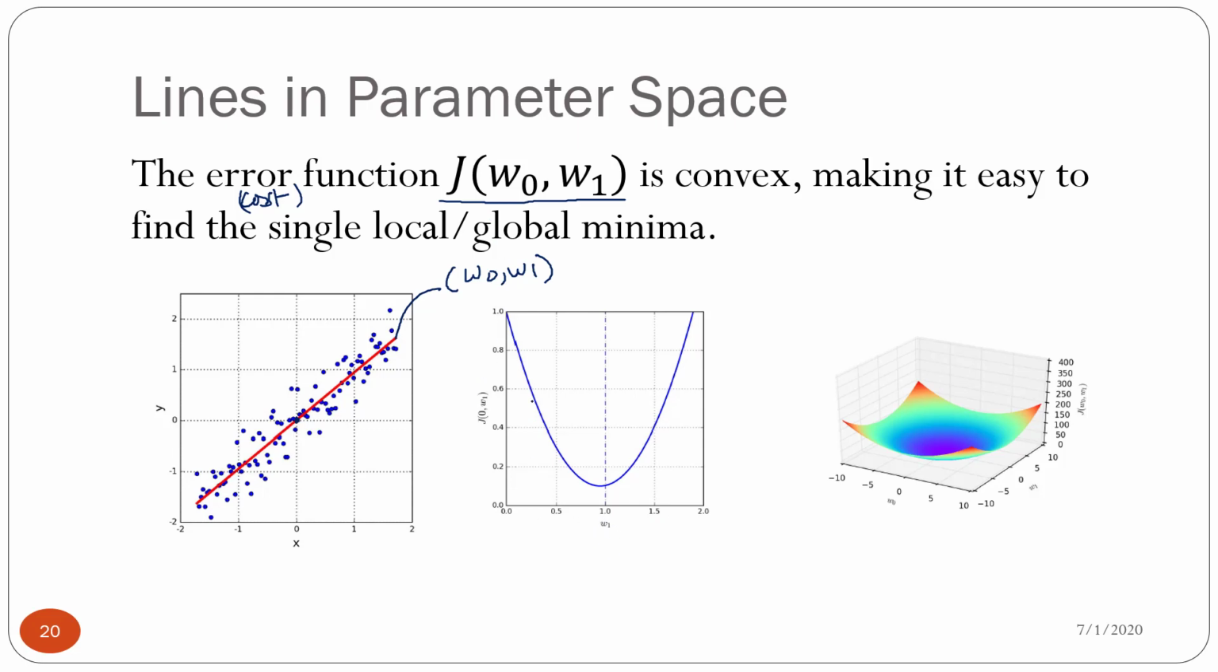Alright, so this is the function that we have over the range of W's, and we want to find out the best W1 which will reduce our cost. If you look at this function, J(W0, W1) is a convex function. These kinds of functions are called convex functions.